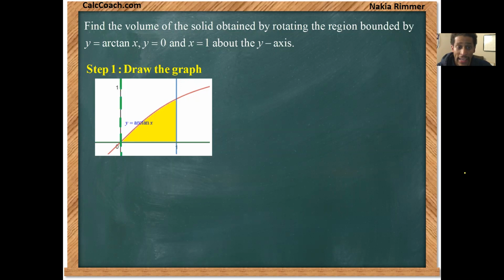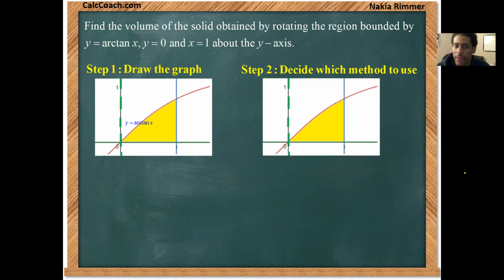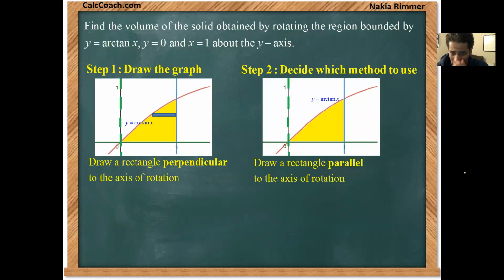So I like to draw a second graph and decide which method to choose. And so on the first graph, I draw a rectangle that is perpendicular to the axis of rotation. And on the second graph, I draw a rectangle that is parallel to the axis of rotation. The perpendicular one is either disk or washer, but because of this gap that's between the region and the axis, then it's going to be washer. It's going to be in y because the rectangle is horizontal. It's going to be moved upward.